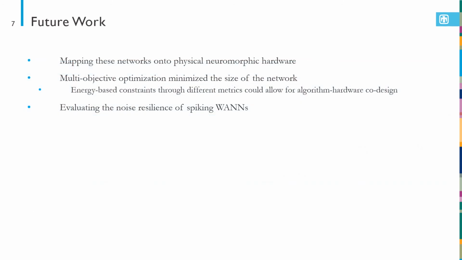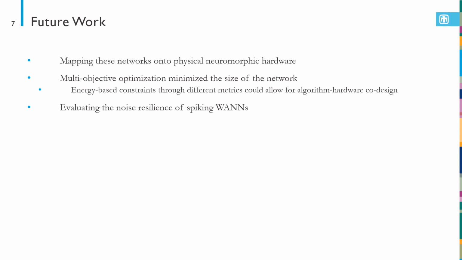There are numerous paths on extending this work. Currently, we're looking into mapping these networks onto physical neuromorphic hardware. Also, WANs by default minimize the size of the network as a rough approximation of energy usage and complexity. As mentioned earlier, neuromorphic hardware comes in different flavors, with some platforms restricting the number of connections for more neurons and vice versa. It would be interesting to explore developing energy-based constraints that target specific hardware platforms for neural network hardware co-design.